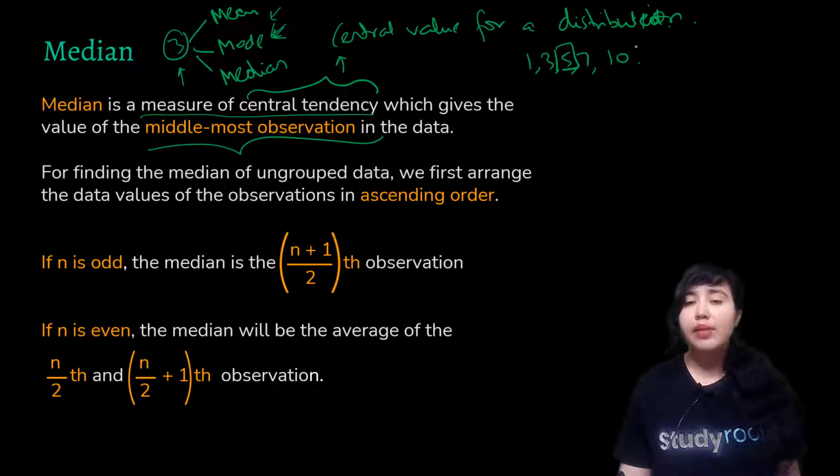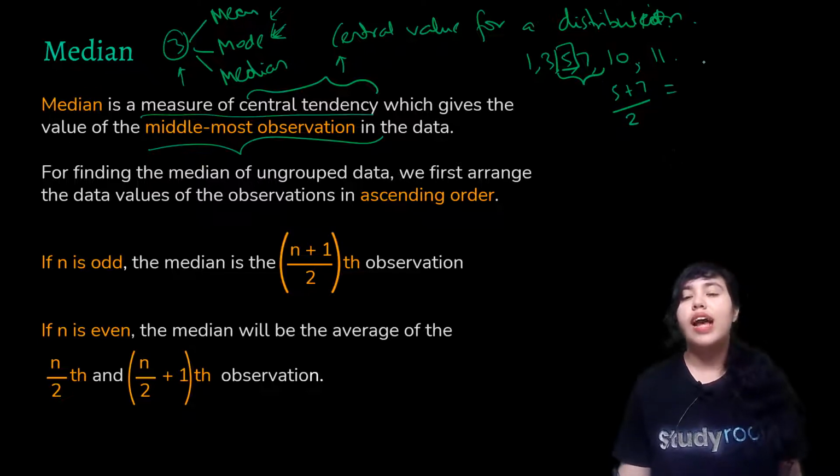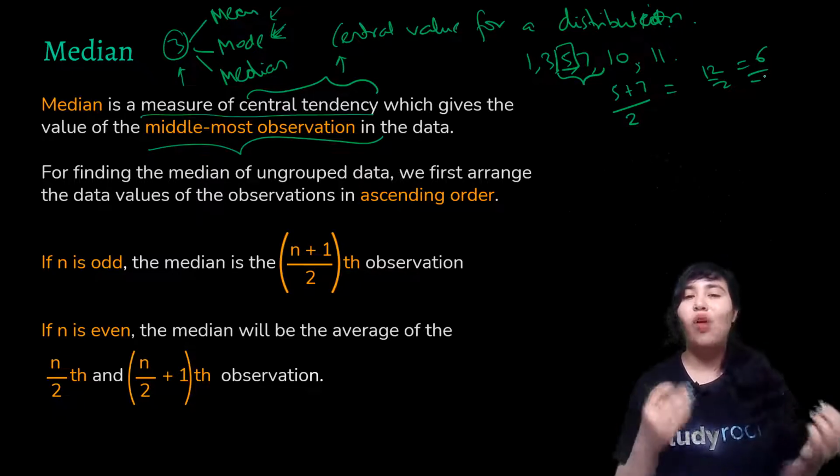But if in the same data I add one more number, say 11, now you're having 2 numbers in the middle, 5 or 7. So which one will you choose? That makes it confusing. So in this case, you will take the 2 values in the middle, that is 5 plus 7, and you will take their average. So 5 plus 7 upon 2, that is 12 upon 2, that is 6. But that is what we are doing by mental math. But there's a specific formula for that.